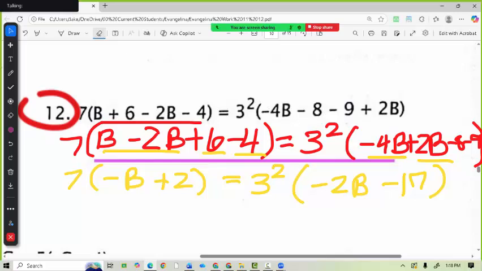And we focus on one side at a time. So I'm just going to focus on this side. So parentheses, we did what we could.